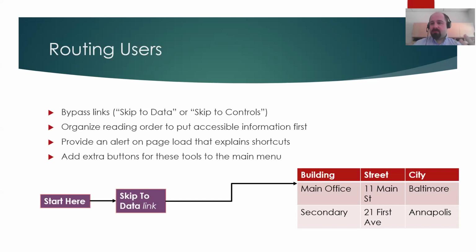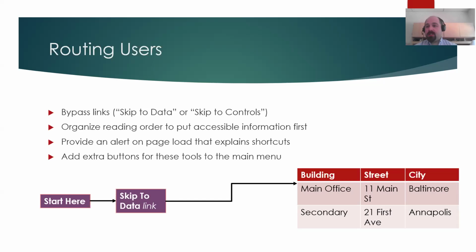Like if you press, say, Control plus Alt plus S, it'll take you to the search bar. That's excellent, but you need to communicate that to users and do it immediately so that they don't have to try and find that information, or they do it accidentally.